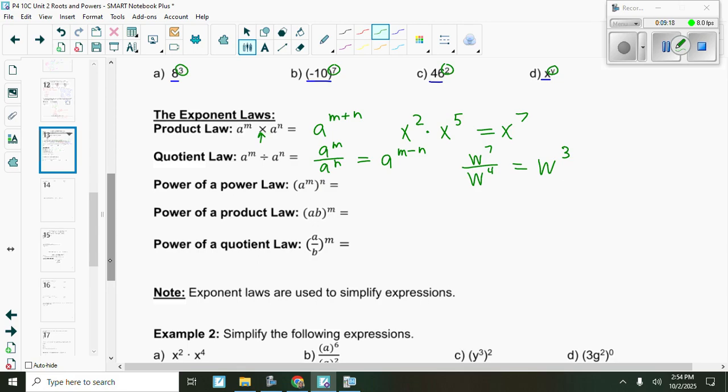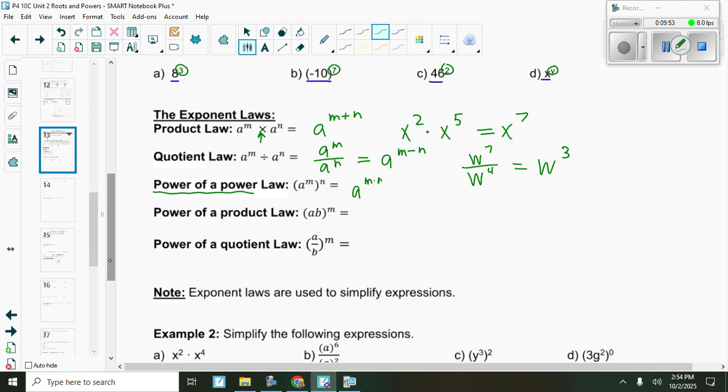You guys also learned power of a power. Power of a power means you have an exponent, then some brackets, and then that is raised to another exponent. When we have power of a power, what we do is multiply the exponents together. Do you remember, or is it new? We need some visual contact here. Okay. So here we're doing M times N.